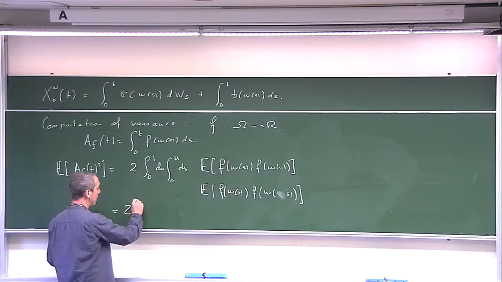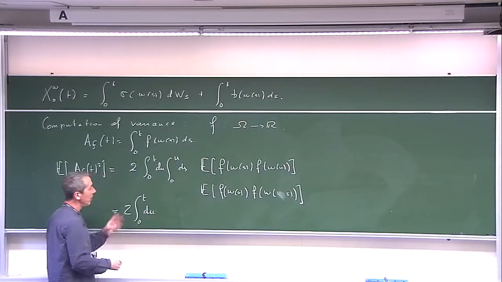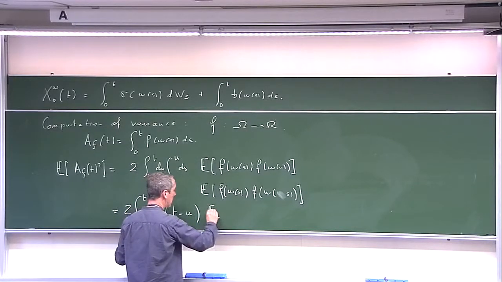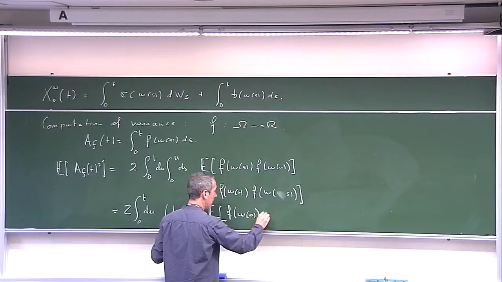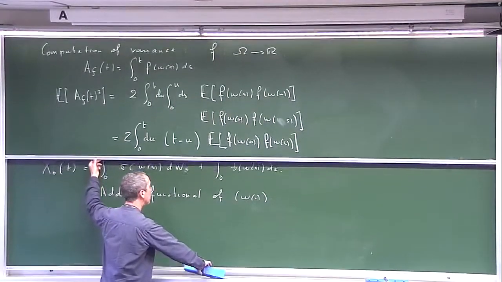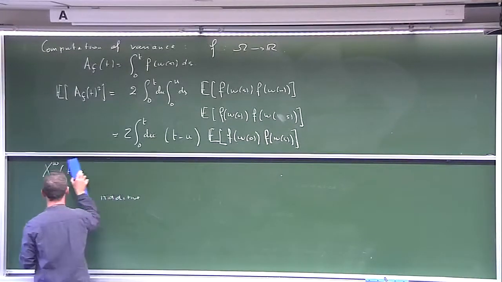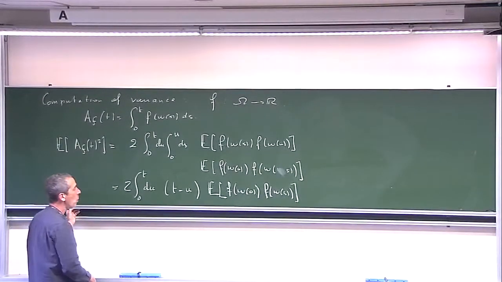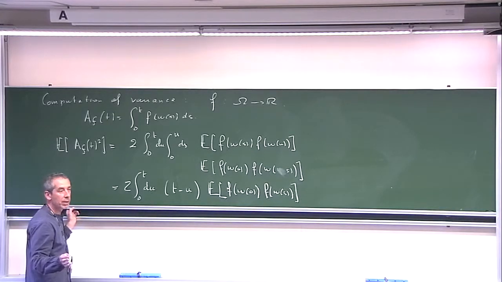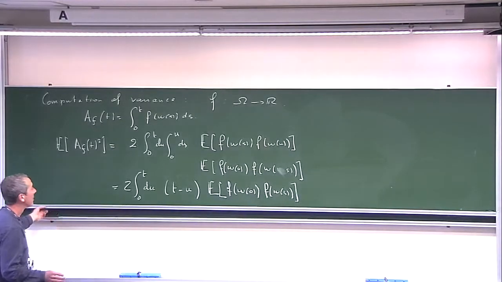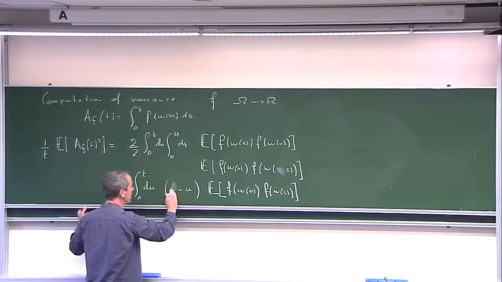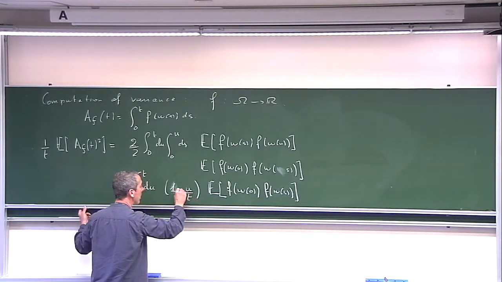And finally, you get that this is twice the integral from 0 to t du. Then you have to integrate u between s and t. So this is multiplied by t minus s, t minus u. And this covariance, f omega of 0, f omega of s. Okay. This is really simple, nothing difficult. I want to do one more thing. I want to divide by t. So if I divide by t, I have 2 over t here. And then this t becomes a 1. And I divide by t. Anyway, so it's quite simple.